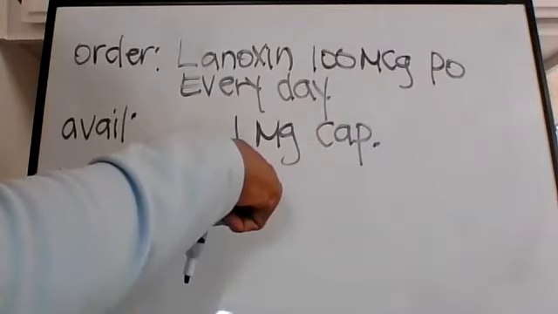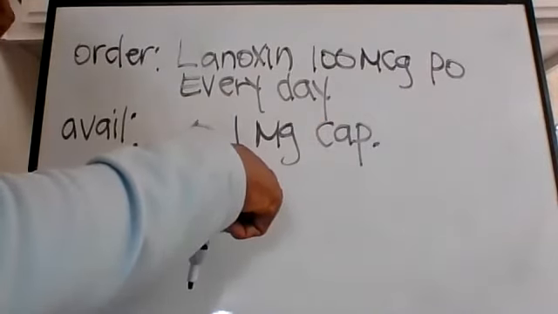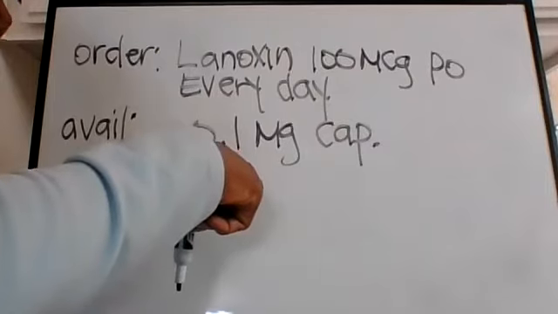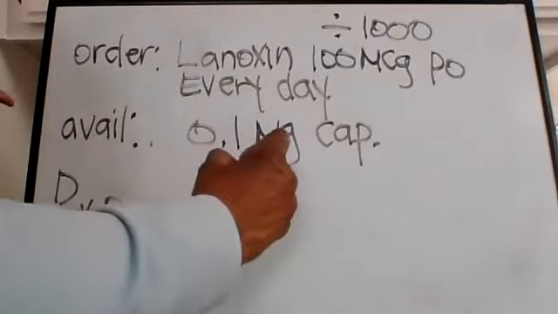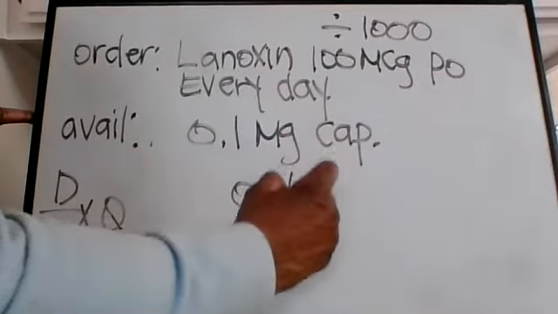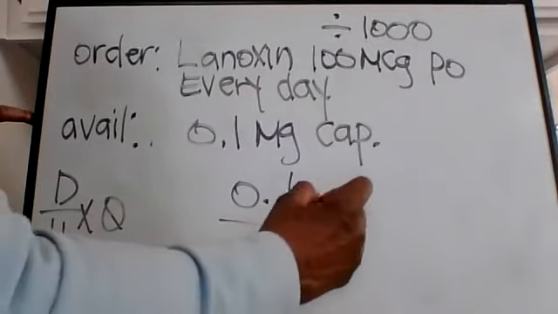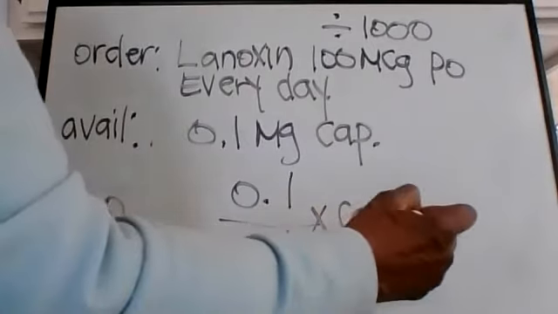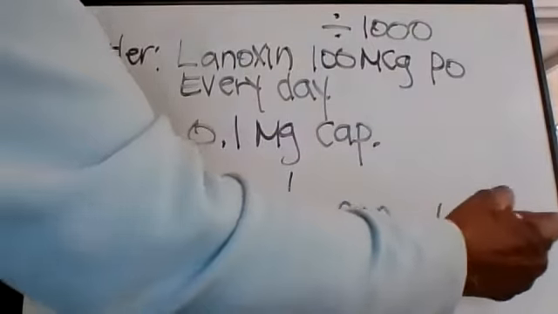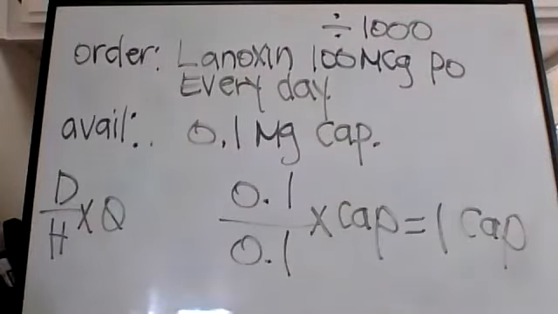All right, so you know that these metrics are not the same, okay? So you know that we're going from largest to smallest. That means that we need to divide. So we're going to take this 100 and divide it by 1,000, and that is going to give us 0.1 divided by 0.1 times capsule, right? And the answer is 1 capsule. That was easy, right? Very easy.